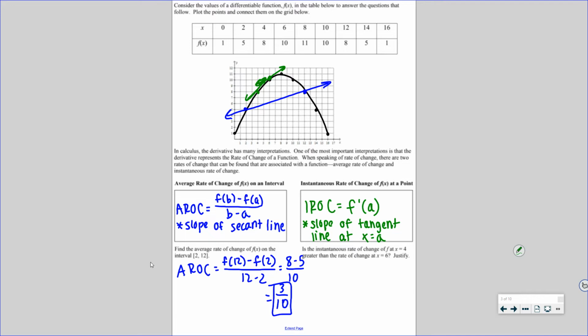So what do you guys think? From those tangent lines, is my instantaneous rate of change at 4 greater or less than what it is at 6? Greater. Why? Steeper. Exactly. The line's steeper, right? That tangent line's steeper. So that slope is going to be greater or faster, that instantaneous rate of change. So we can just say f prime of 4, that instantaneous rate of change at 4, is greater than the instantaneous rate of change at 6 because the tangent line is steeper at x equals 4. Good.